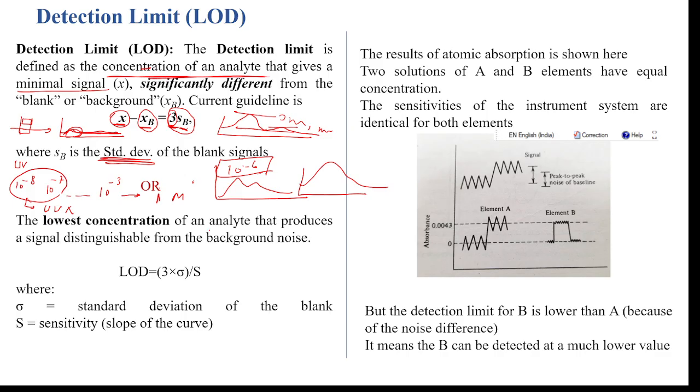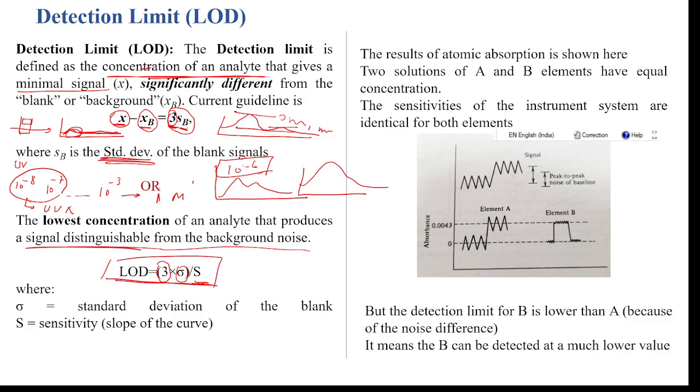So the lowest concentration of an analyte that can produce a signal distinguishable from the background noise is 3 times the noise. Okay, see here, this is again 3 times, this is the standard deviation and this is the sensitivity. So this is how we will calculate the LOD.